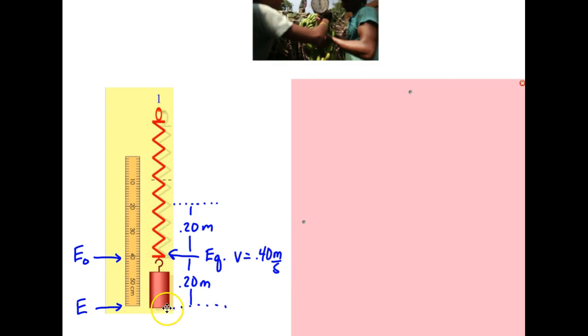And I've used that same diagram we used in simple harmonic motion, and the red mass here is the bananas hanging from the spring scale in this particular problem. I placed the spring scale here at the 40 centimeter mark, which will be the equilibrium position for the oscillation. And we're told that the amplitude is 20 centimeters, so 0.2 meters.